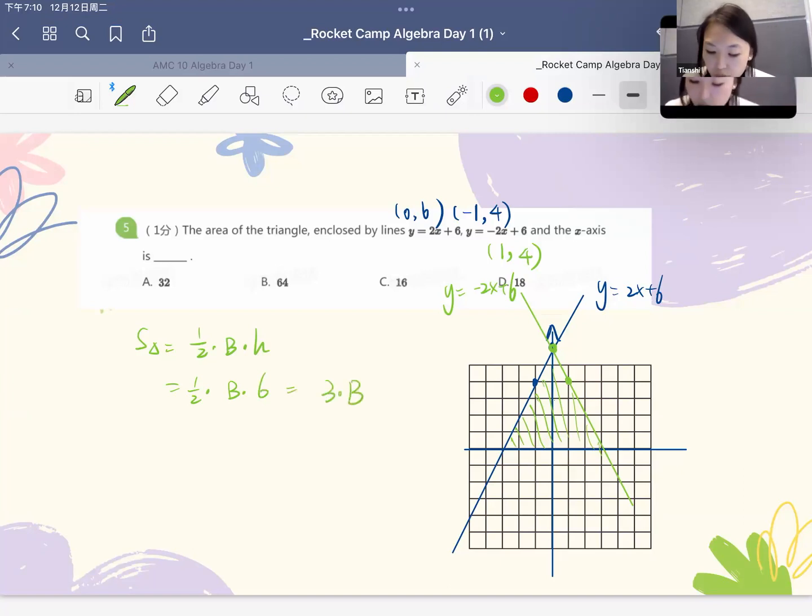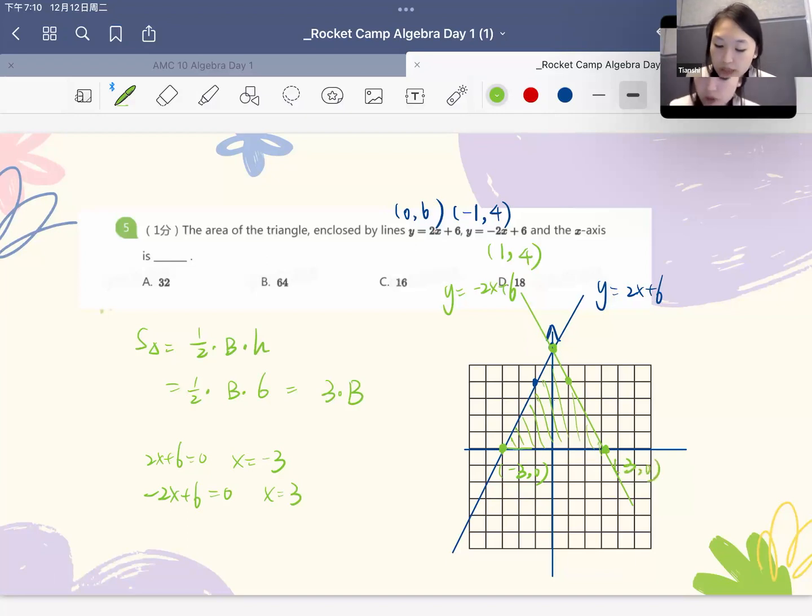So let's calculate the base. The base is the difference of the x coordinates for the two graphs, right? So what is the point here? For 2x plus 6, if 2x plus 6 equals 0, then x equals -3. So this point will be (-3, 0). And for the other point, we have -2x plus 6 to calculate the x-intercept. The x-intercept is 3, right? So the other point is (3, 0).